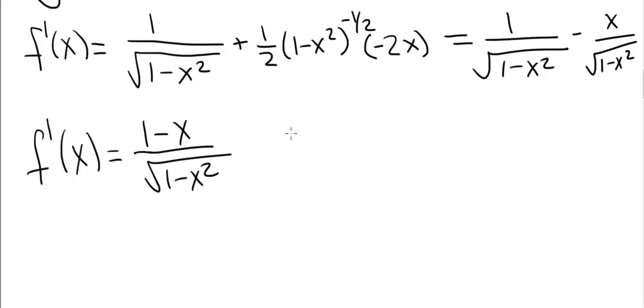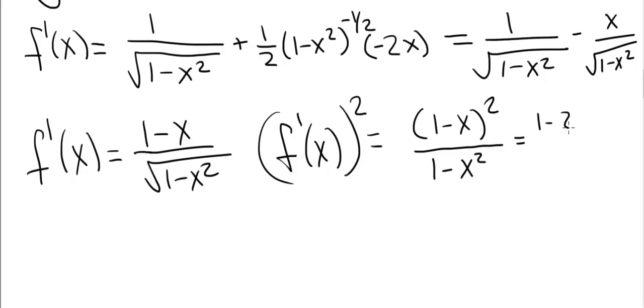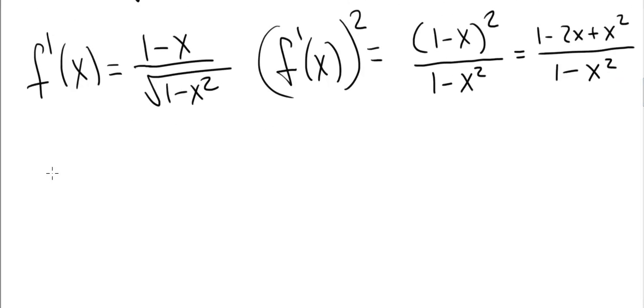Now we square the derivative. f prime of x squared is equal to 1 minus x quantity squared, and in the denominator, squaring the square root is going to give us 1 minus x squared, and we can write this as 1 minus 2x plus x squared divided by 1 minus x squared. Now we need to add 1 to the derivative squared: 1 plus f prime of x squared.